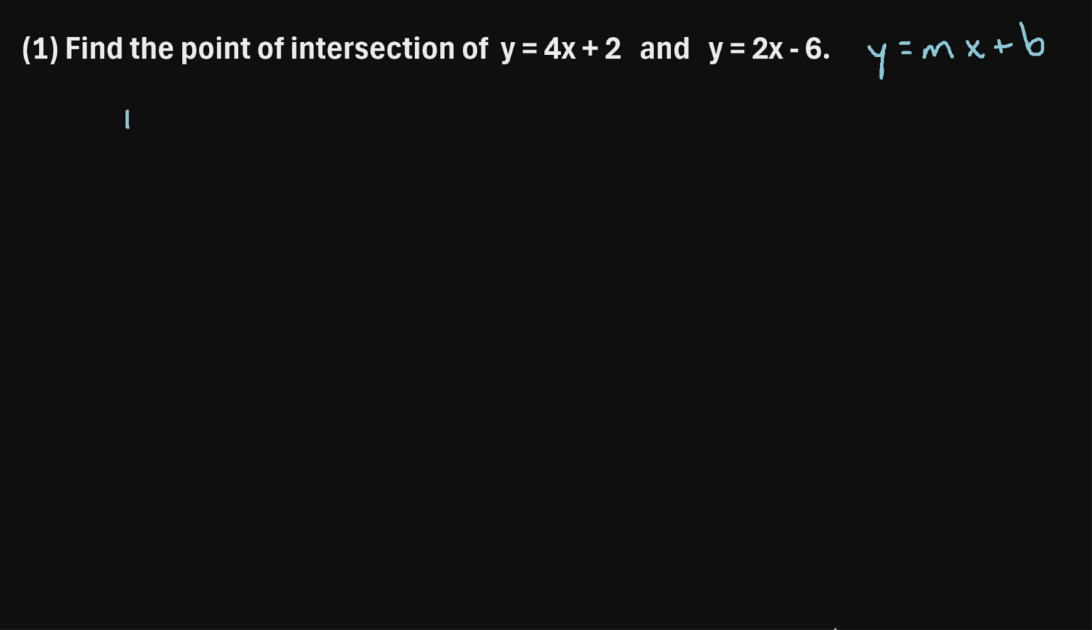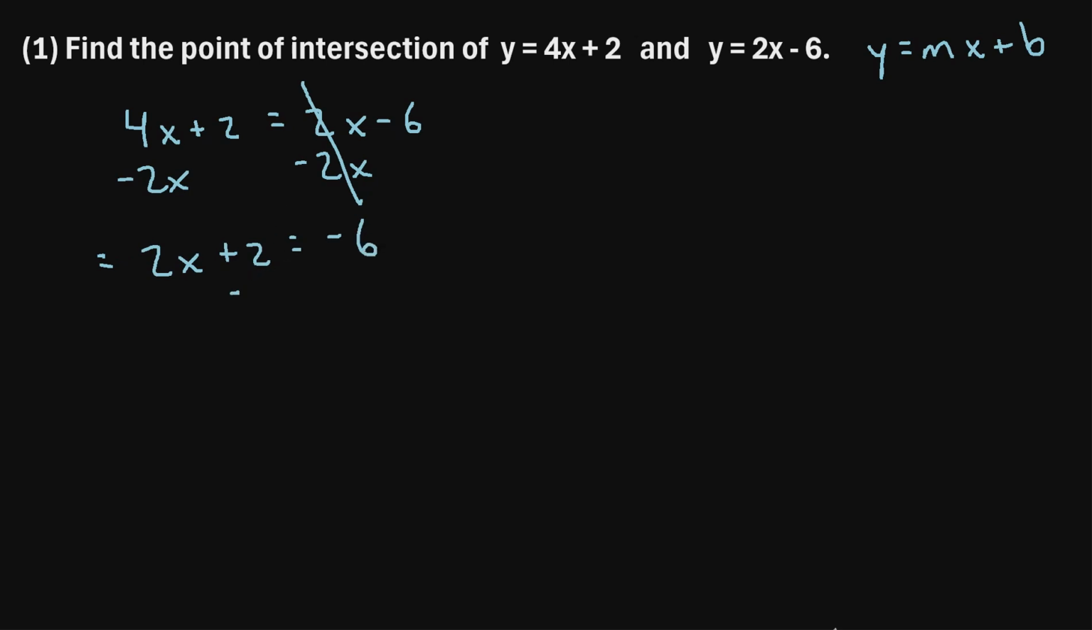So let's do that. So we'll say 4x plus 2 is equal to 2x minus 6. And remember, we're trying to solve for x, so we're trying to get x all by itself. So we could start by subtracting a 2x from both sides. So on this right-hand side, these 2x's cancel out. We're left with 4x minus 2x, that's just 2x, plus 2 is equal to, over here we just have a negative 6. Now to get x by itself, we can subtract a 2 from both sides. So we'll be left with 2x is equal to negative 6 minus 2 is negative 8.